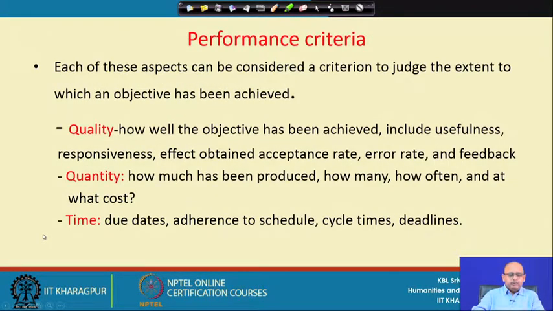Now, when we are talking about performance standards, 3 factors are very important: quality, quantity and time, right, correct.